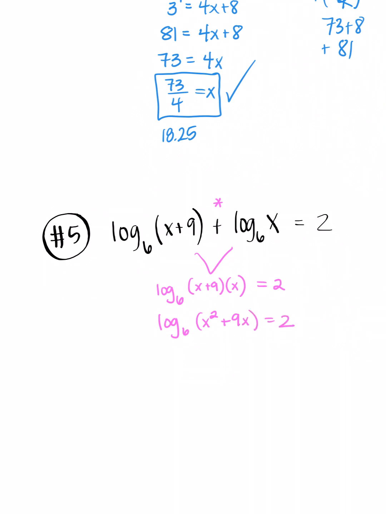We have one log expression on the left, so we're ready to write as an exponent. 6 to the power of 2 is going to equal x squared plus 9x, or 36 is going to equal x squared plus 9x.